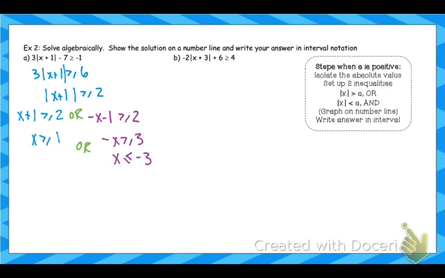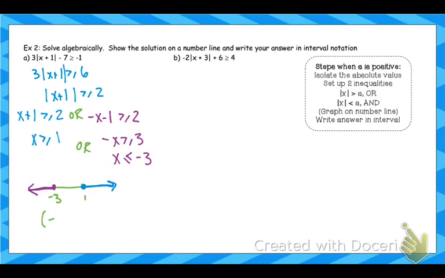So when I graph this on the number line, here's 1 and here's negative 3. I'm going to graph these two inequalities. X is greater than or equal to 1 would be a filled-in circle and everything going this way. X is less than or equal to negative 3 would be a filled-in circle and everything going this way. The reason it matters that it's or is because if this was and, it would have to be where both of these things are happening, and both of those things are never happening. So this is an or situation, so we're going to list where either of those two things is happening.